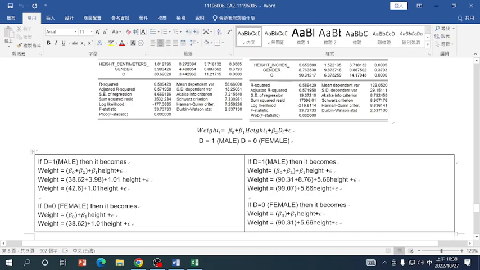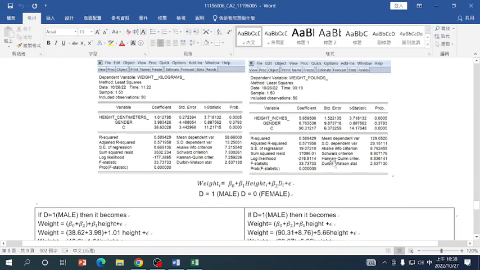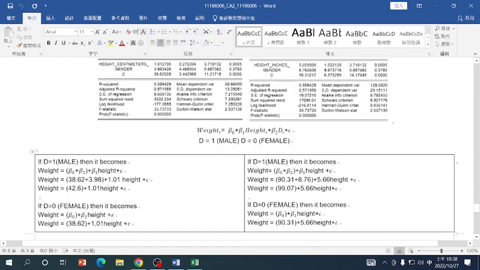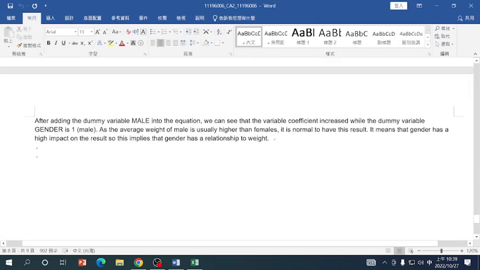For the comparison in pounds and inches, it's also the same, because we can see the weight of male is 99.07, but the weight for female is 90.31. So we can see that for both measurements, the weight of male is higher than female. It means that gender has a high impact on the result. So gender has a relationship to weight.